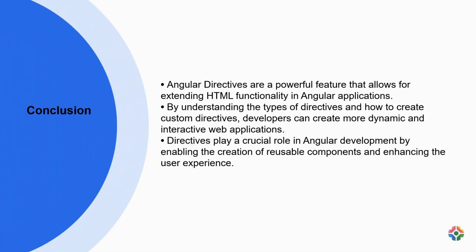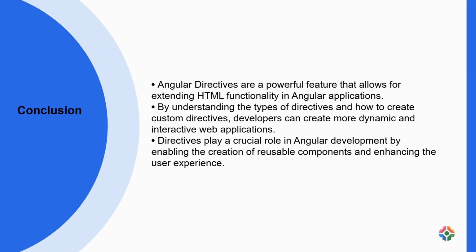Angular directives in Angular applications extend HTML functionality. They come in three types: component directives, structural directives, and attribute directives. Creating custom directives enables developers to add new behavior to elements or create reusable components. For example, a custom directive can be created to highlight certain elements based on specific conditions. Directives play a vital role in Angular development by enhancing the user experience through dynamic and interactive web applications.